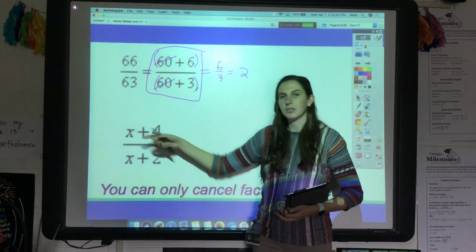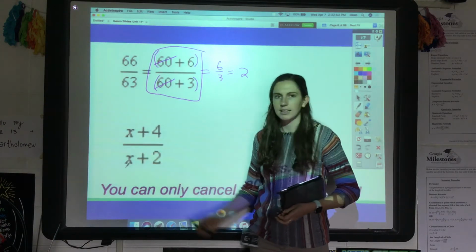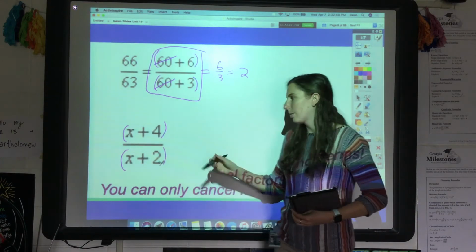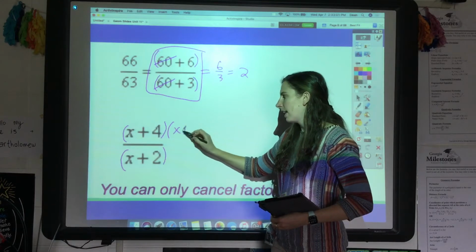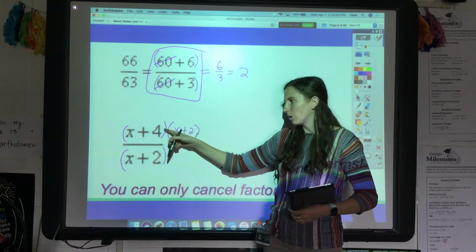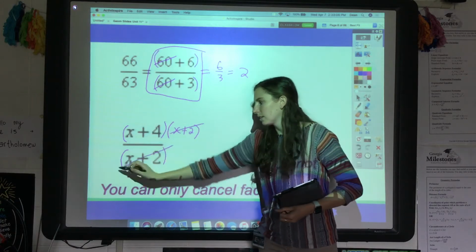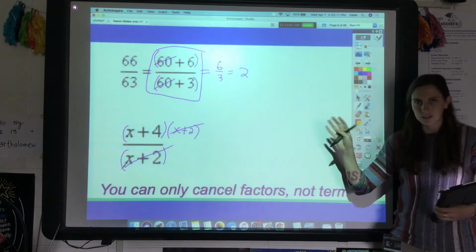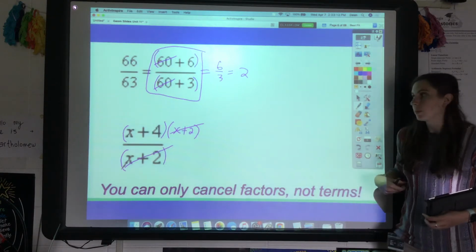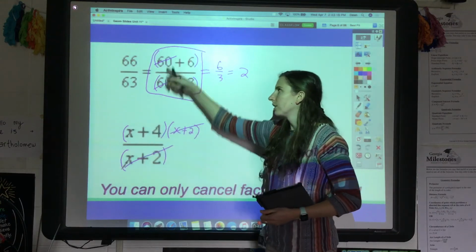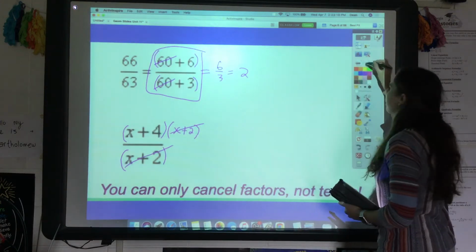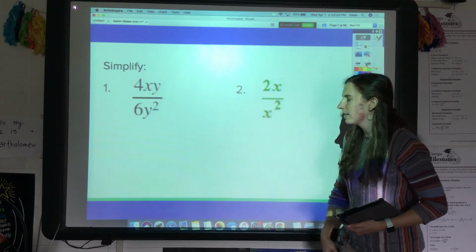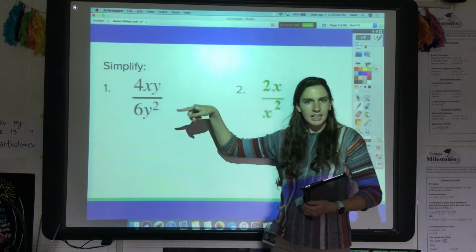So same thing when there's variables. You can't just cancel those x's because that's attached to the +4 and that's attached to the +2. The only time I could cancel is, let's say this was an x plus 2 up here, and now that it's just multiplication, I could cancel out the x plus 2's. So again, you can only cancel factors, like when there's multiplication, not terms. I can't cancel out these x's or these 60s. So just be careful with that. All right, so we're going to go through a few examples of simplifying. Since this is all just multiplication and division, I can cancel things.